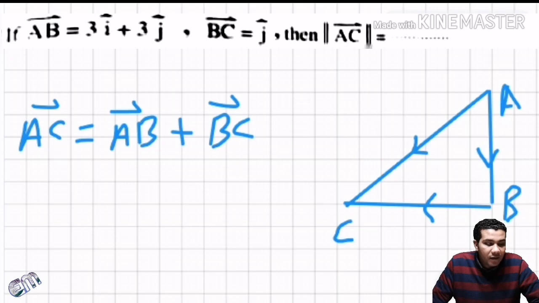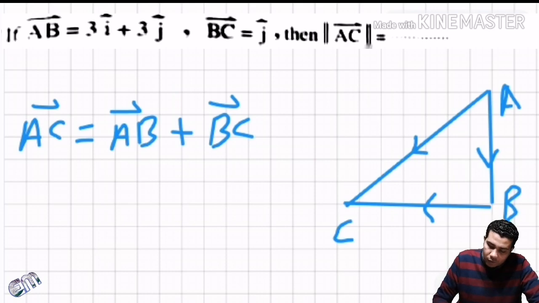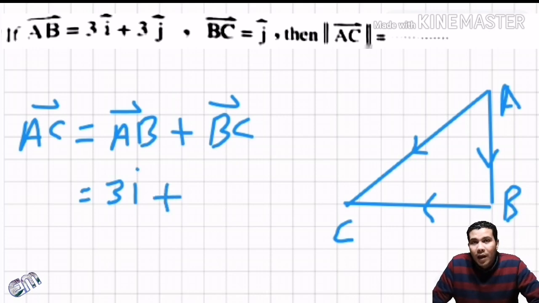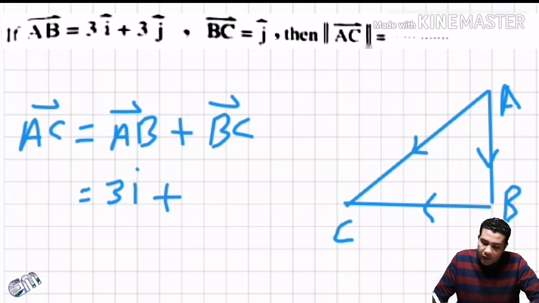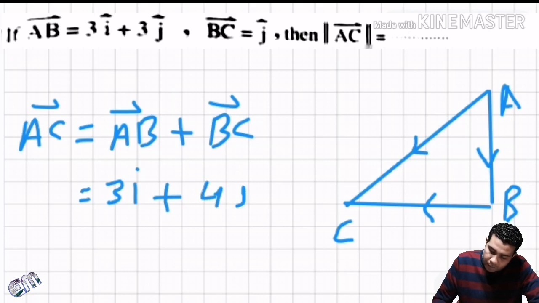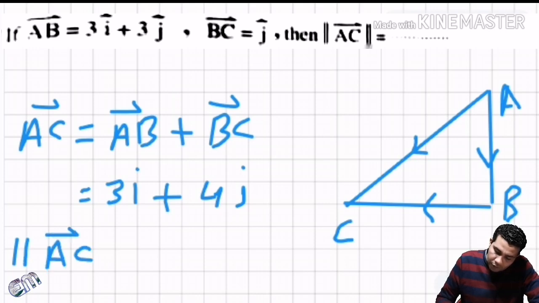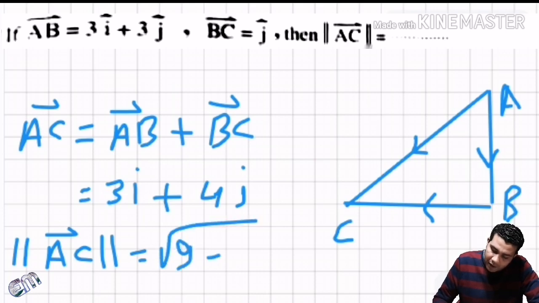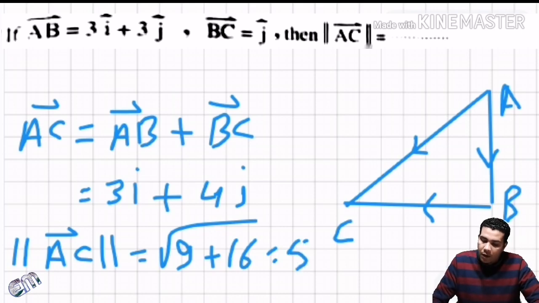If we add 3I plus BC vector without I, then we add 0. 3 plus 0 equals what? Equals 3. Therefore, 3 in the direction of I plus, we add J. 3 plus BC vector equals J, 1J. Therefore, 3 plus 1 equals 4, 4j. Therefore, how to find the norm of AC? The norm of AC vector equals square root of 3 power 2, 9, plus 4 power 2, 16. The result will be 5 units.